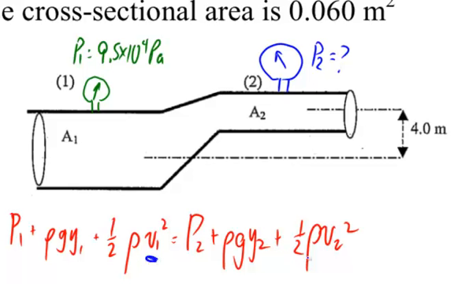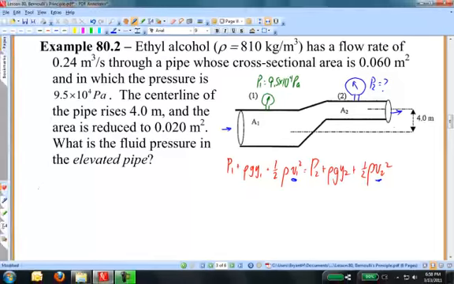Now, we're going to have different speeds of the fluid in section 1 and section 2 because the pipes have different diameters. And I'm going to have the same flow rate going into the pipe as I have coming out of the pipe. So let's use the equation of continuity to figure out what the fluid speed in section 2 of the pipe is going to be. Let's remind ourselves that we're given what the flow rate is through the pipe. It is 0.24 cubic meters per second.